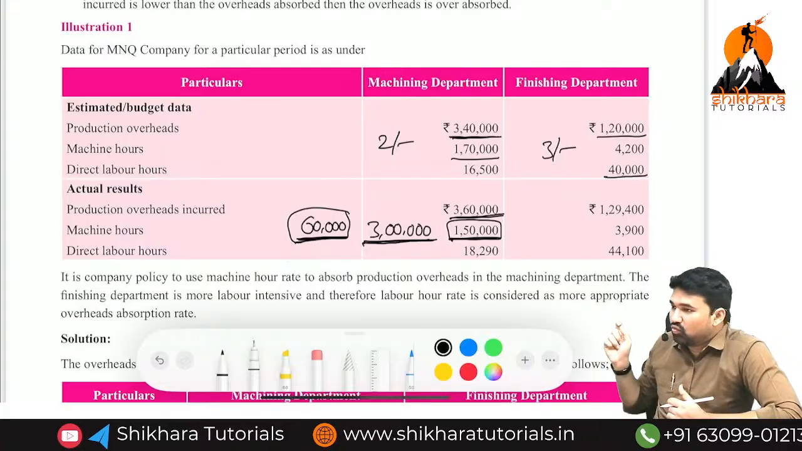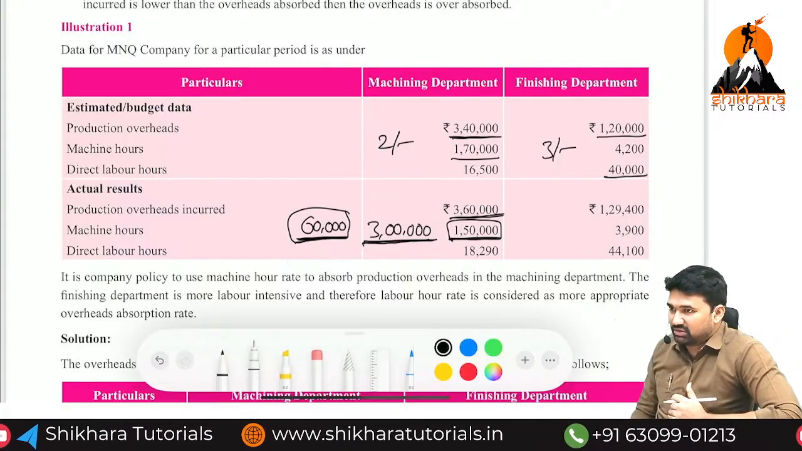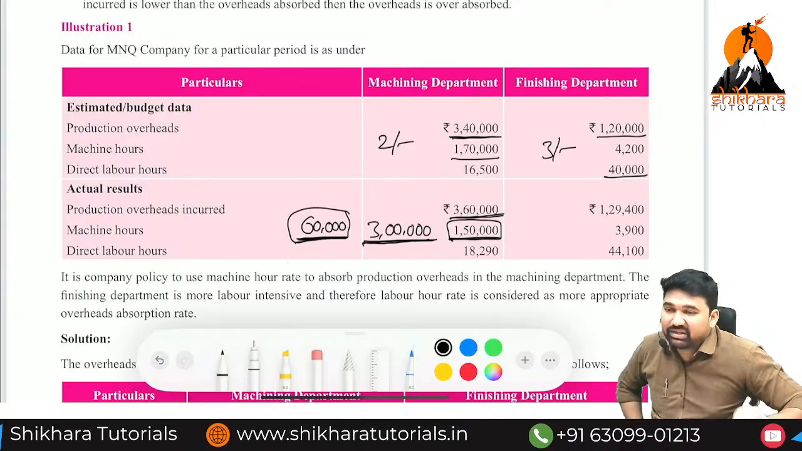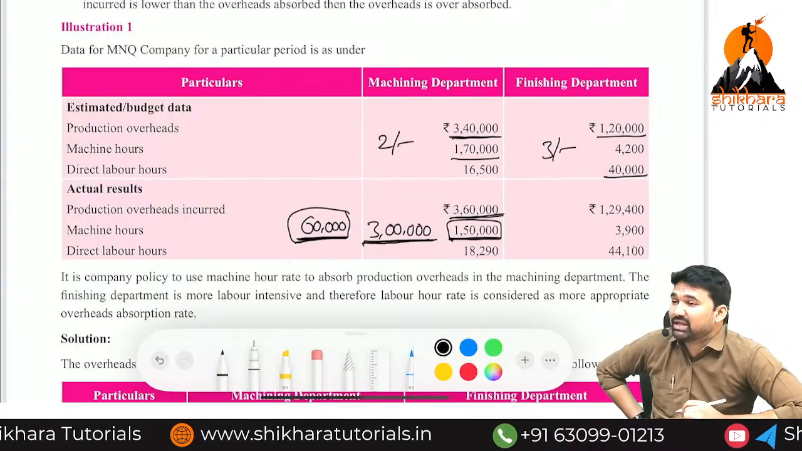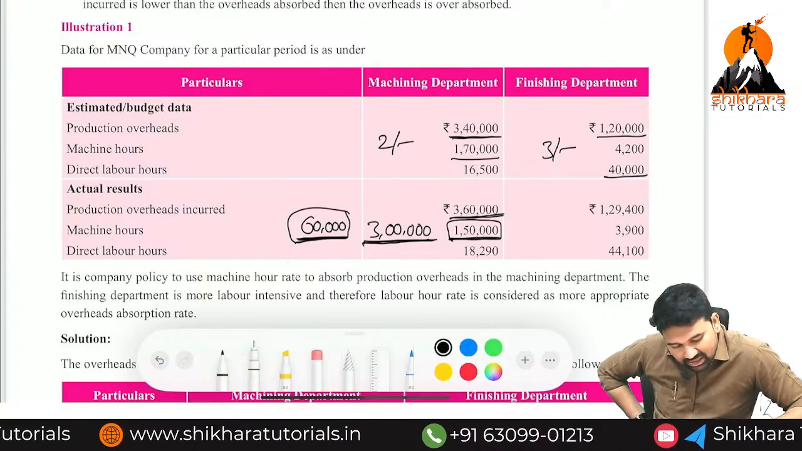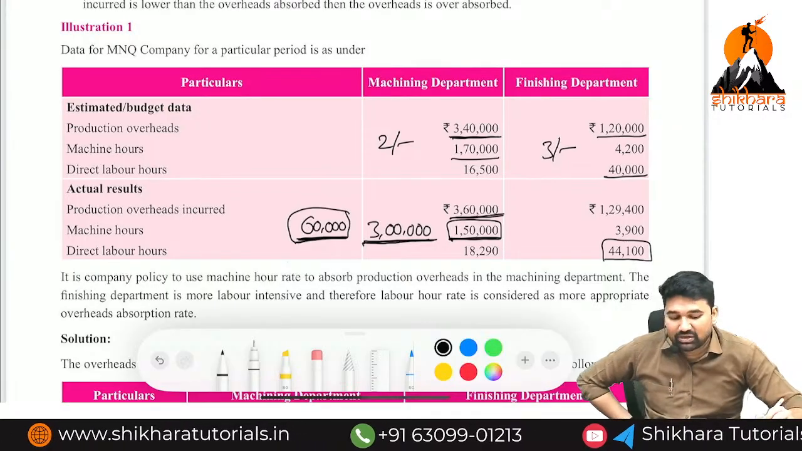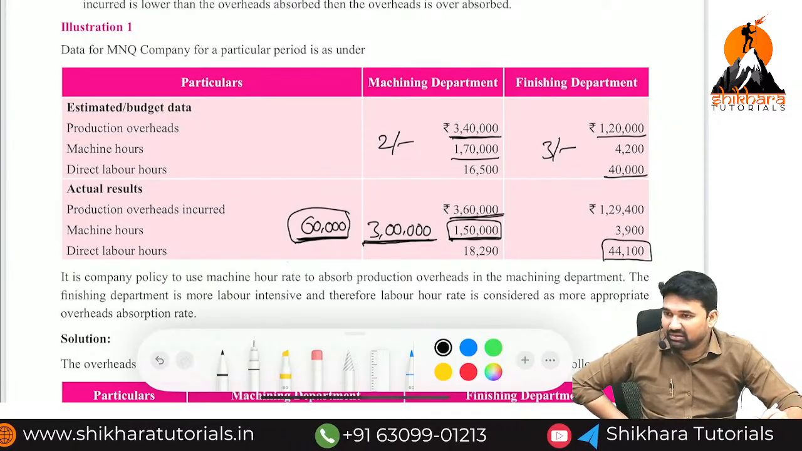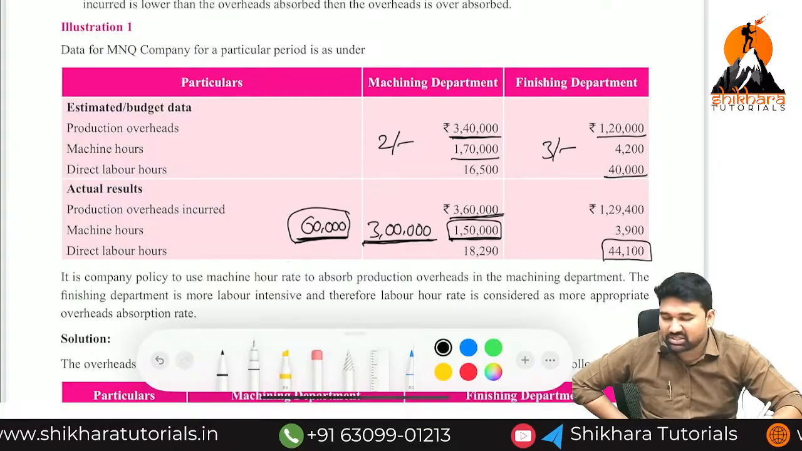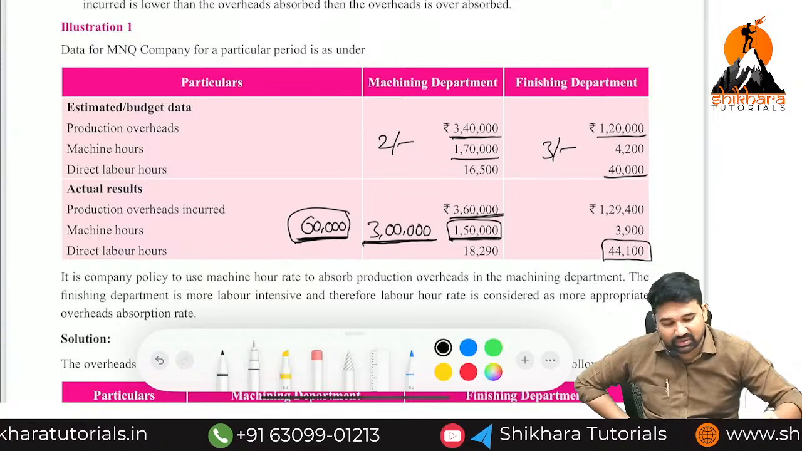Okay. Listen carefully. 1,20,000 for how many hours? 40,000 hours. That means per hour, how much is the rate? 3 rupees is the rate. What are the actual hours we consumed? 44,100 hours. Per hour, how much do we need to charge? 3 rupees. Use a calculator and tell me the answer.